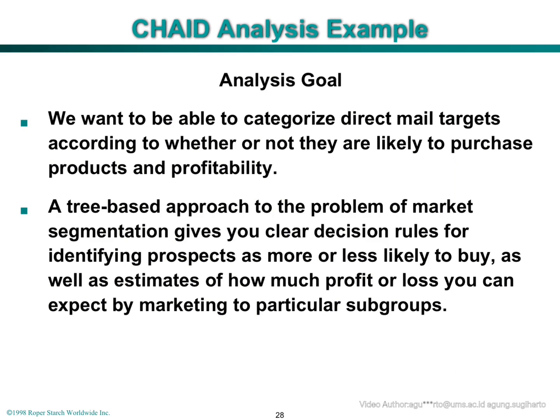CHAID analysis example. Analysis goal: we want to be able to categorize direct mail targets according to whether or not they are likely to purchase the product, and profitability. A tree-based approach to the problem of market segmentation gives you clear decision rules for identifying prospects as more or less likely to buy, as well as estimates of how much profit or loss you can expect by marketing to a particular subgroup.